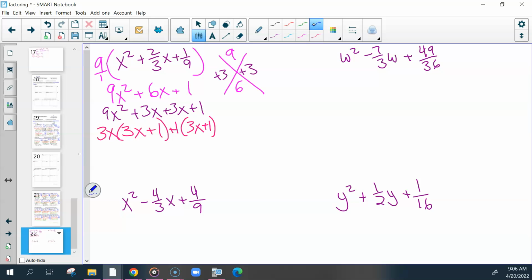What would our final factors be? 3x plus 1. 3x plus 1. Since there are 2 of the same thing, you can write it as 3x plus 1 squared. Don't have to, either of these is fine. What you'll notice with these type of problems, you'll see the same factor twice.